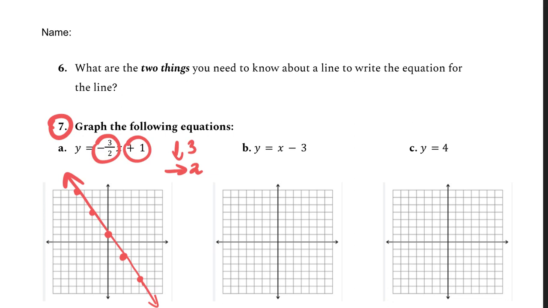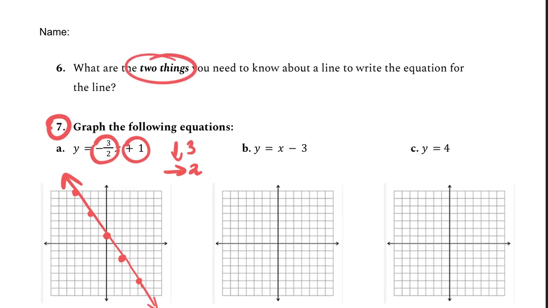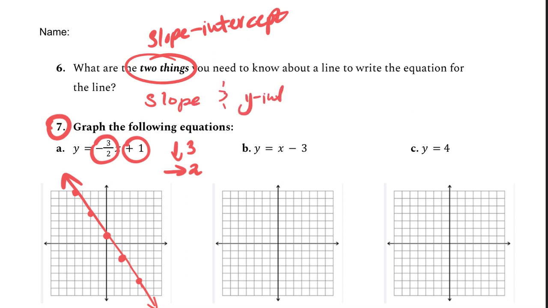Okay, so back up here. What are the 2 things you need to know about a line to write the equation for it? Well, we're dealing with slope-intercept form, so what are the 2 things in that name? Well, the 2 things you need to know about a line to make the equation, or to graph it, is the slope and the what? The y-intercept. Okay, got to know those 2 things. Okay, so you're going to graph these 2. That's on you to do.